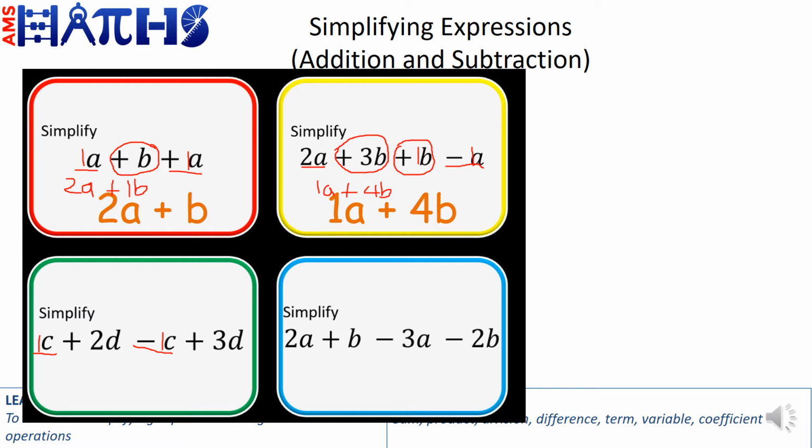Then we move on to the D's, and we have a positive 2D, so plus 2D, and then we also have a positive 3D, which is plus 3D. So 2D's plus 3D's will give us 5D's.